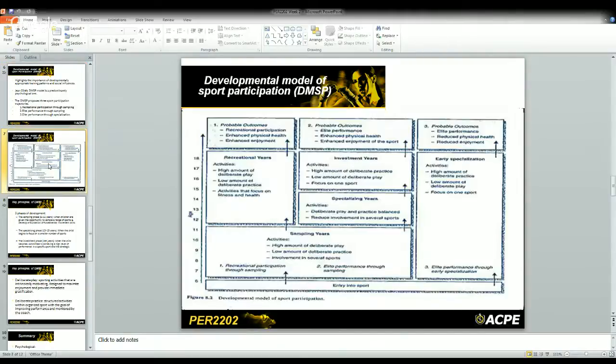And this is sort of how their model operates. We've got recreational years and sampling years. So they're trying a lot of play, and they're just mucking around. They gravitate to what they enjoy, and generally that's associated with what they're good at. Whereas early specialisation is centering on one particular sport. And then it goes off from recreational years through special investment and elite performance, or just continually maintaining a physical lifestyle.